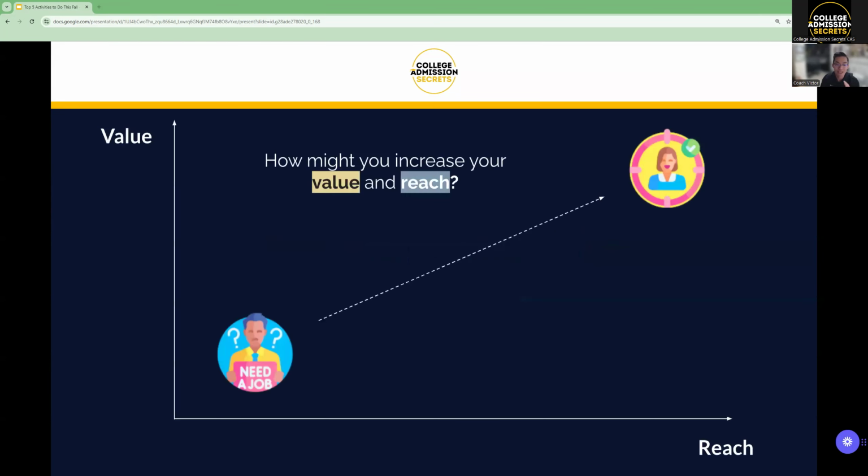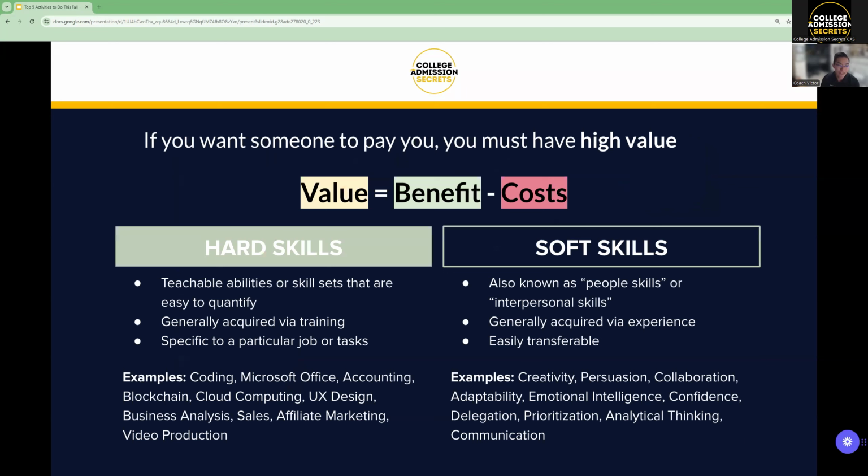So this is a graph, right? On the y-axis is value and the x-axis is reach. At the bottom left are typically students right now. Students that have low value, low reach, meaning that they don't have the skills or experiences and they don't know too many people. And so the question then becomes, how might you increase your value and reach to the top right so that you become attractive to be employed? So to do that, we have to understand the equation here. So your value is equal to benefits minus the cost.